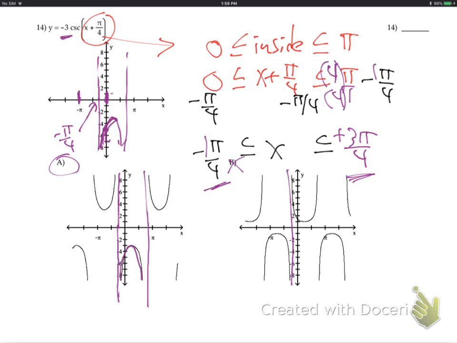Gotta be A. Since cosecant and sine are cofunctions, can I just graph sine, replace cosecant with sine, graph it, and then do the inverse? Would that find it? Yeah, that would work. That's how I've been doing it.